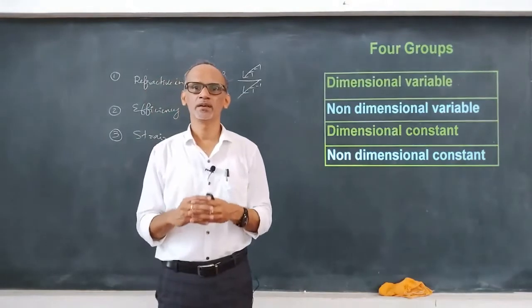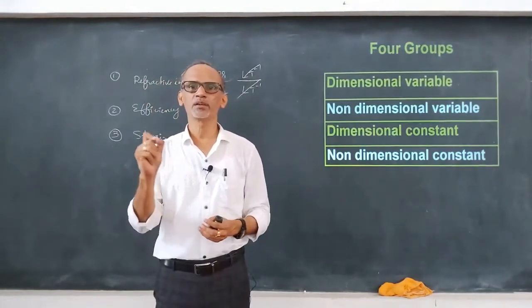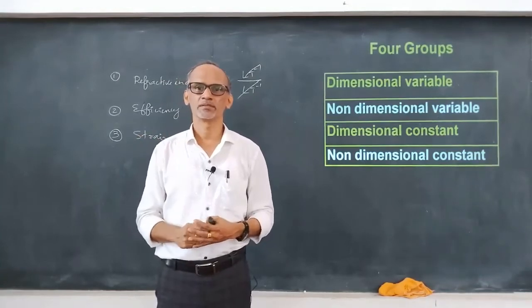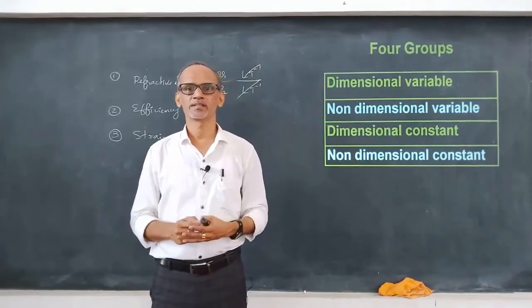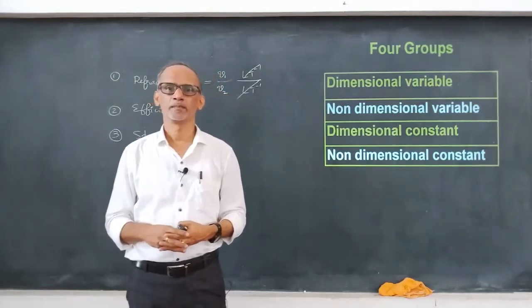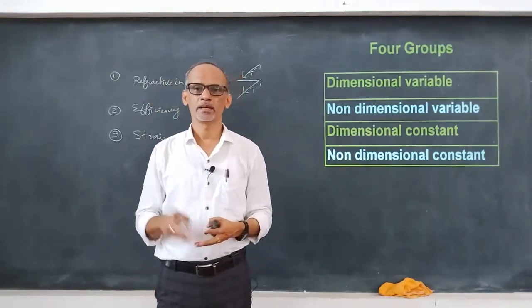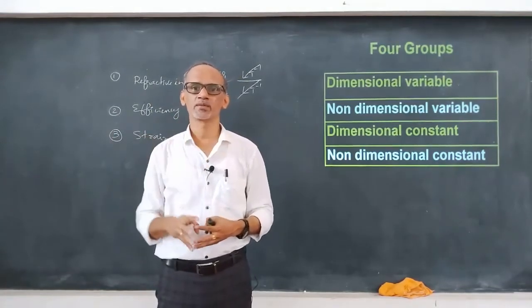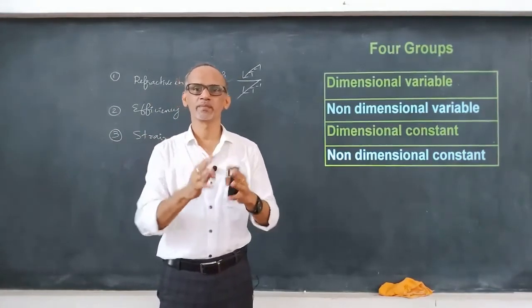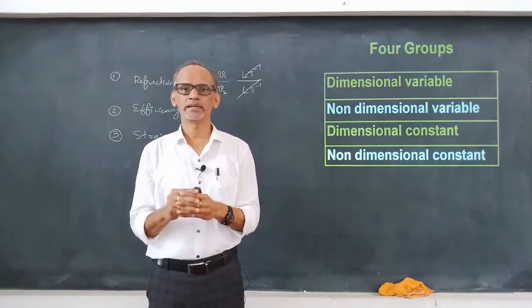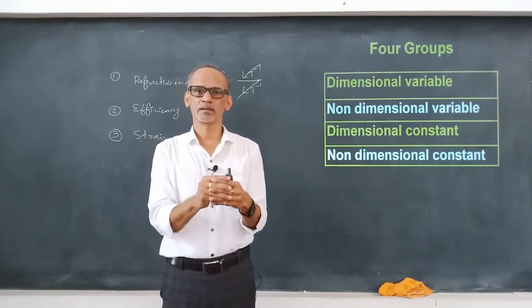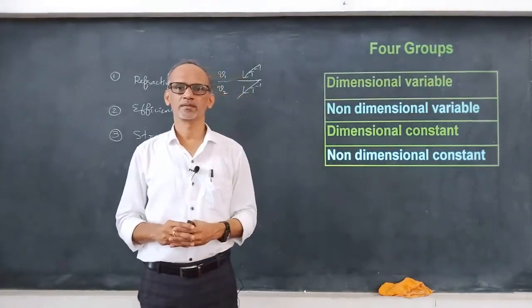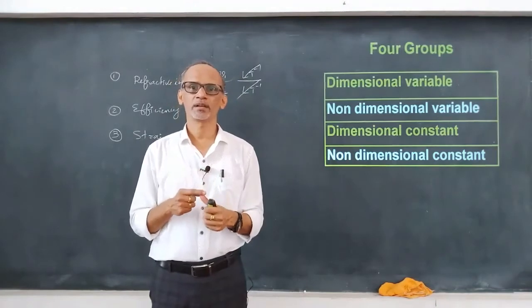Now you must have heard of the constant called gravitational constant, isn't it? Gravitational constant, capital G, having value 6.67 into 10 to the power minus 11. And it has a unit. The unit is Newton meter square per kg square. The moment there is a unit, there has to be a dimensional formula. So quantities which are constant having a dimensional formula are called dimensional constants. For example, gravitational constant.